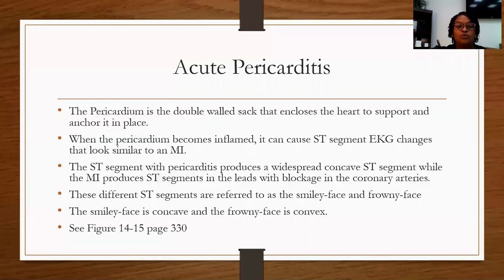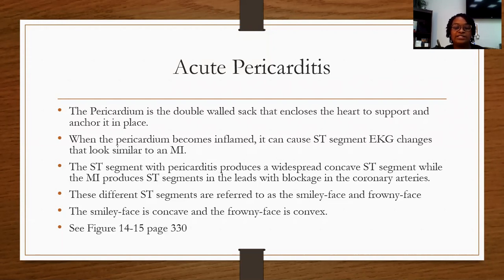And they are, number one, acute pericarditis. Now your pericardium is the double-walled sac that encloses your heart that serves to support and anchor it in place. When the pericardium becomes inflamed, it can cause ST elevation EKG changes that look similar to your MI. The ST segment with pericarditis produces a widespread concave ST segment, while the MI produces ST segments in the leads which shows the blockage in the coronary artery.